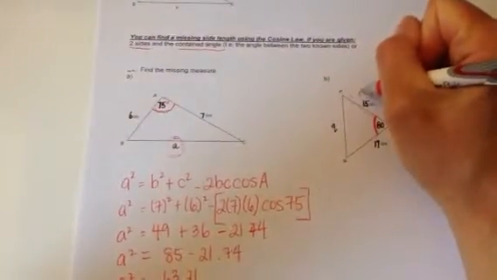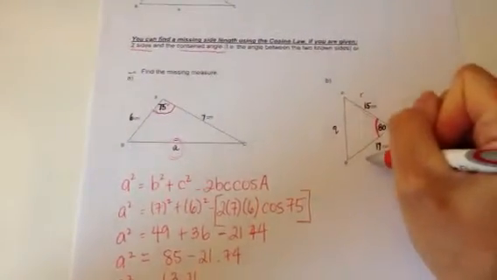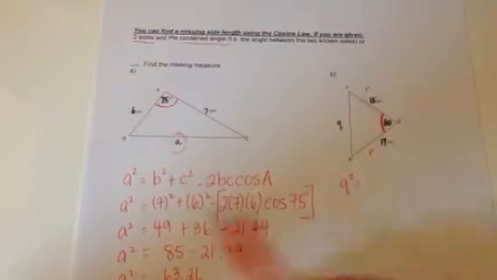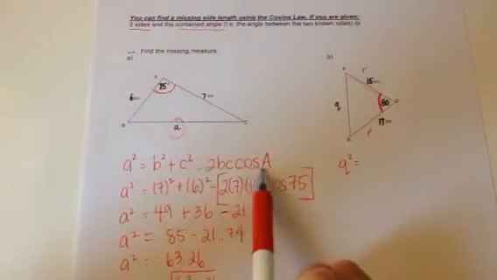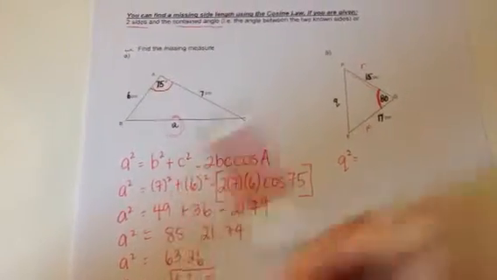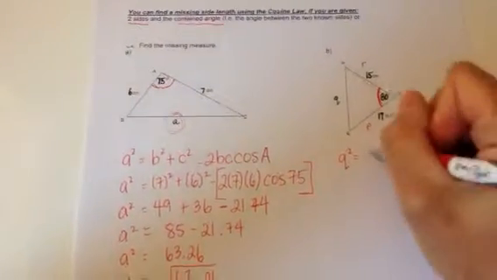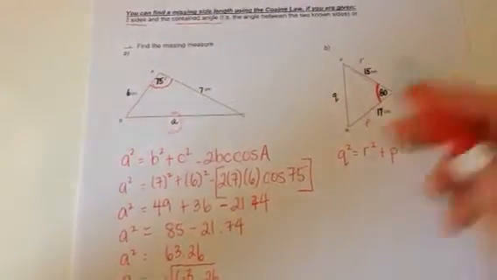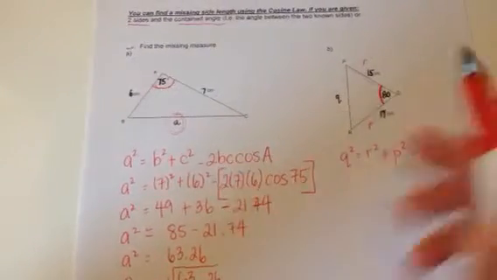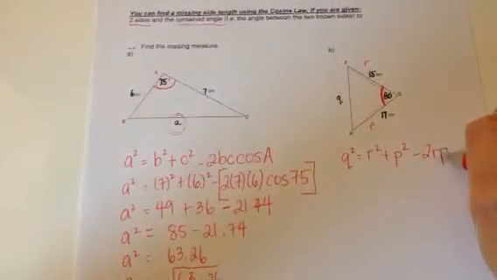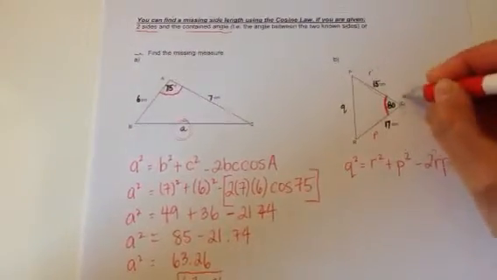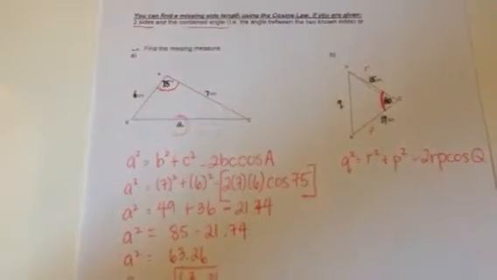Okay, so this is our side R. This is our side P. Q squared. So this is a good example of using your cosine law with different letters. So it's going to be the same setup as here. It's just instead of B and C, we're going to be using R and P. So R squared plus P squared minus, now we've got 2 times the BC, so here it's going to be 2 times the RP. And then we've got our cos of our angle, and here it's angle Q that we're using, so cos of Q.